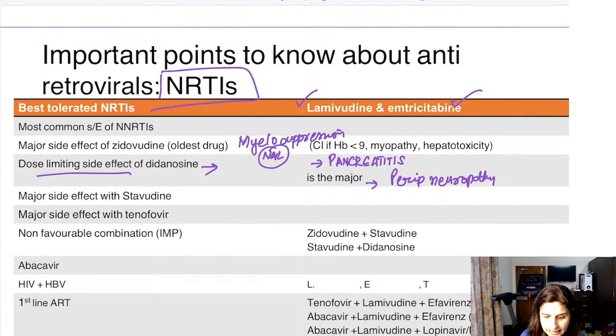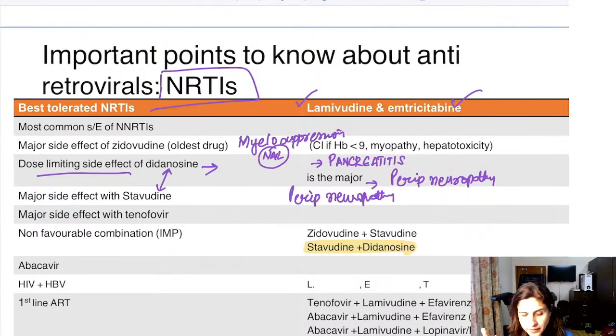Very good. Yes. Major side effect with stavudine. जिसकी वजह से we don't combine didanosine with stavudine. ठीक है? हम ये दो combinations नहीं करते because of the reason. तो क्या चीज़ बढ़ जाएगी अगर दोनों देंगे साथ में? Peripheral neuropathy.